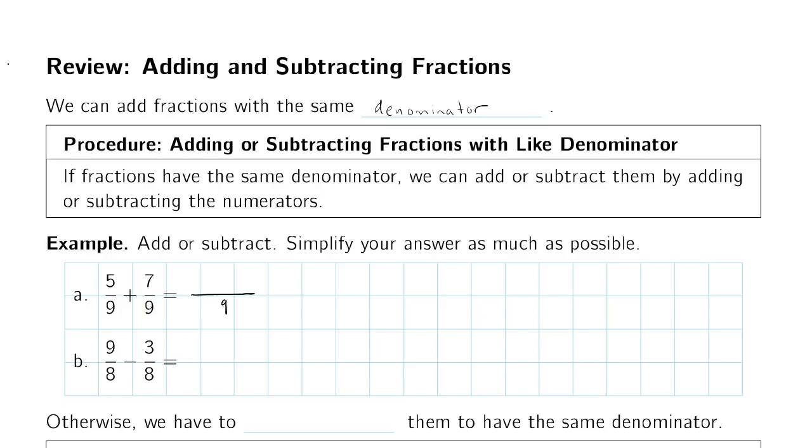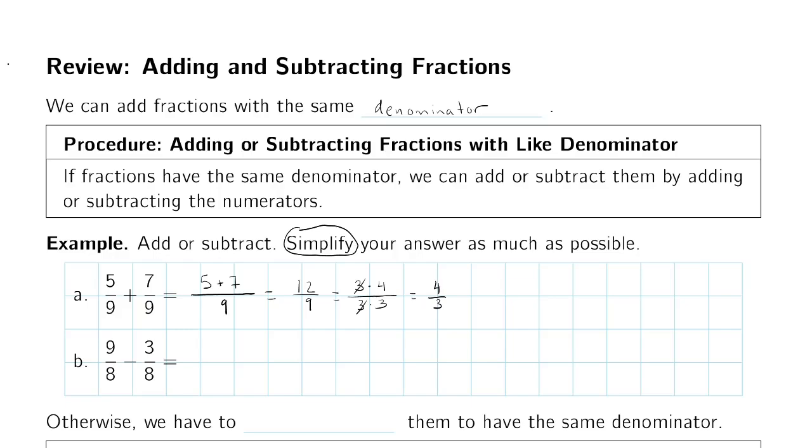the denominator stays 9. We add the numerators, 5 plus 7, and we get 12/9. We're done adding, but the instructions say we have to simplify, which means we need to cancel any common factors. It looks like 12 and 9 have a common factor of 3, right? 12 is 3 times 4. 9 is 3 times 3. And so we get 4/3.